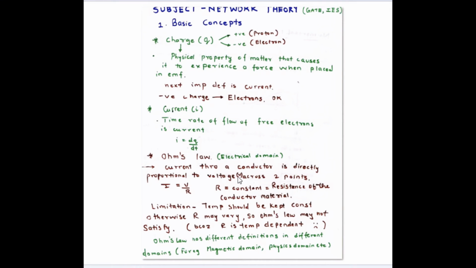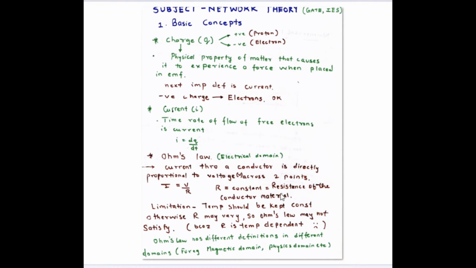As far as Ohm's law is concerned, it is said that the current through a conductor is directly proportional to the voltage across two points. So, I is directly proportional to V. If we remove the proportionality sign, this equation comes into the picture: I equals V by R, where R is the constant term, which is nothing but the resistance of the conductor material used.